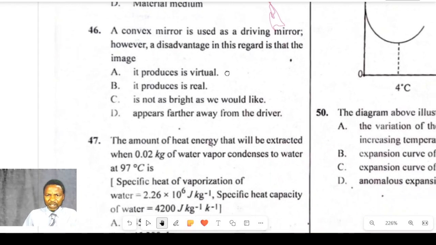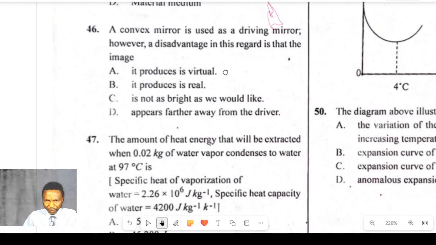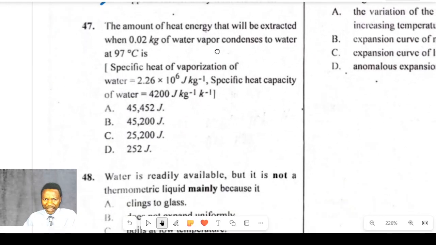A convex mirror is used as a driving mirror. However, a disadvantage in this regard is that the image always appears farther away from the driver. So the precise position is not defined.